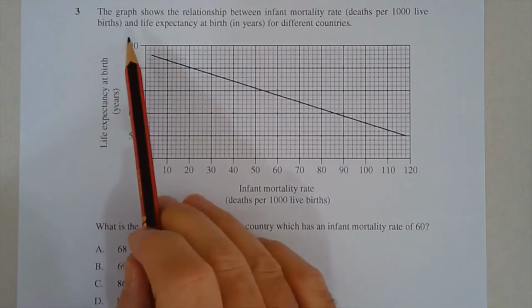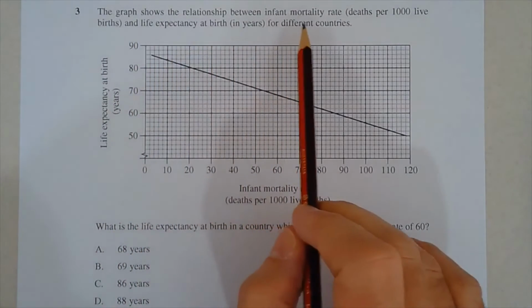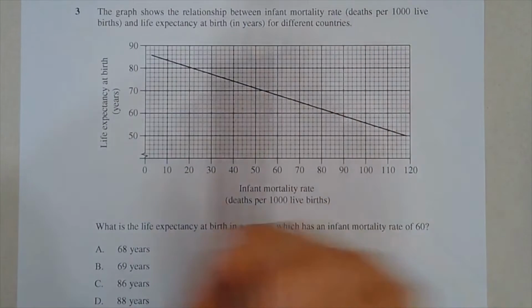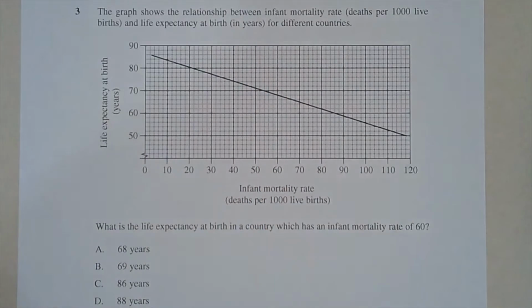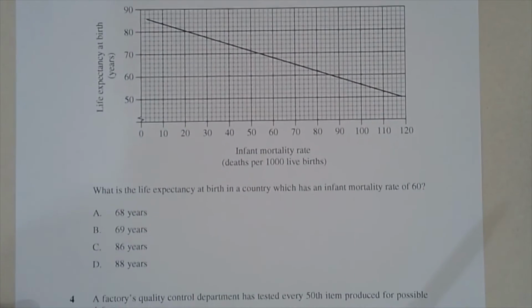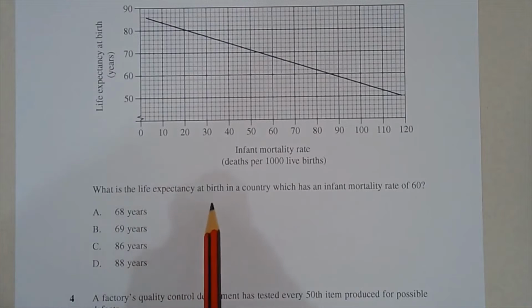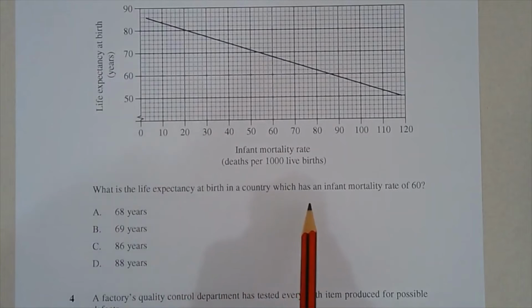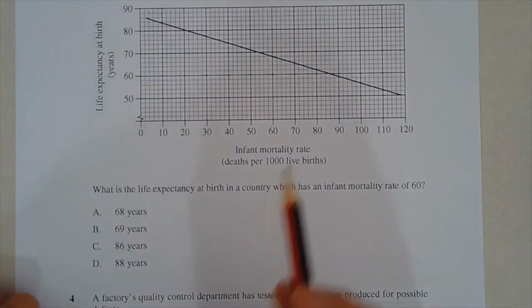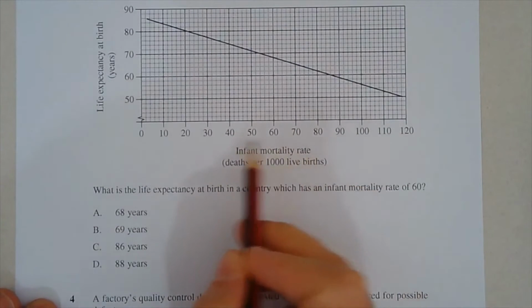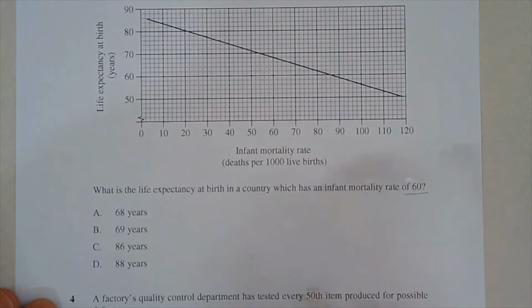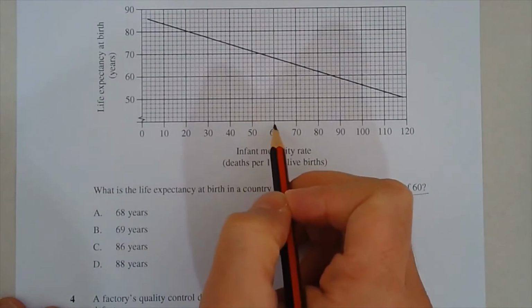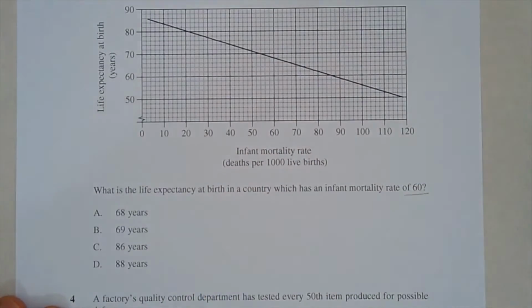Question 3. The graph shows the relationship between infant mortality rate, deaths per 1,000 live births, and life expectancy at birth in years for different countries. What is the life expectancy at birth in a country which has an infant mortality rate of 60? So what we do, we identify the infant mortality rate first, the axis that corresponds to that, which is the x-axis. We find where 60 is, which is here.